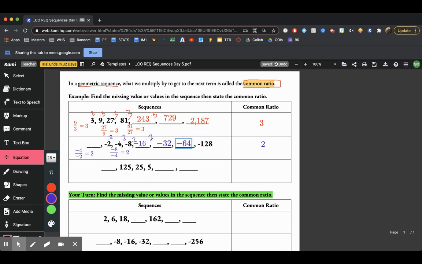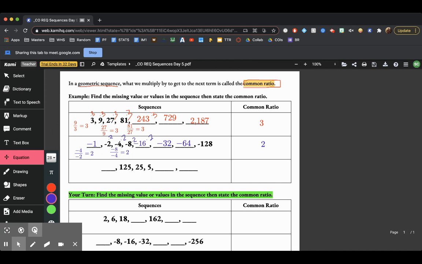Oh, actually, no, it does not. I have to find this one. Okay, so now to find the first term that's missing here, we have to do the opposite. If we're multiplying by 2 every time, that tells me that we're going to be dividing by 2. So in this case, I'm going to do -2 divided by 2, and that gives me -1. So then the first term is -1.